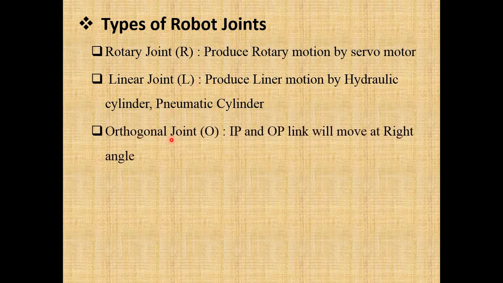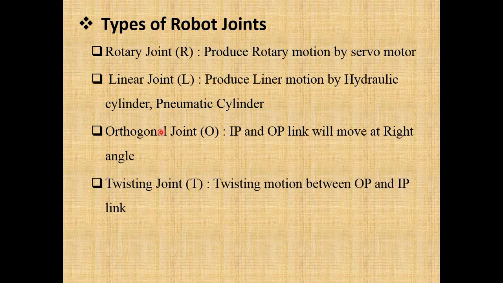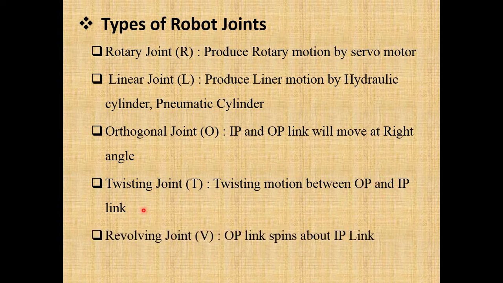Next is the orthogonal joint, represented by O. Here the input and output link move at right angles, so that's why it is known as the orthogonal joint. Next is the twisting joint, represented by T. It has a twisting motion between the output and input link. And the final one is the revolving joint, represented by V. Here the output link is spinning about the input link.